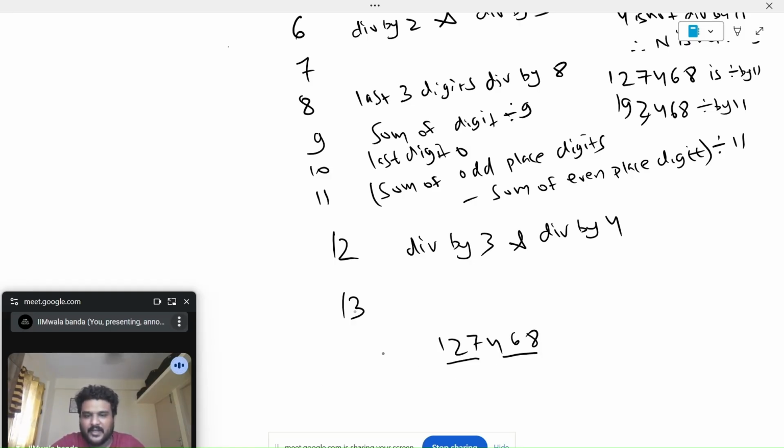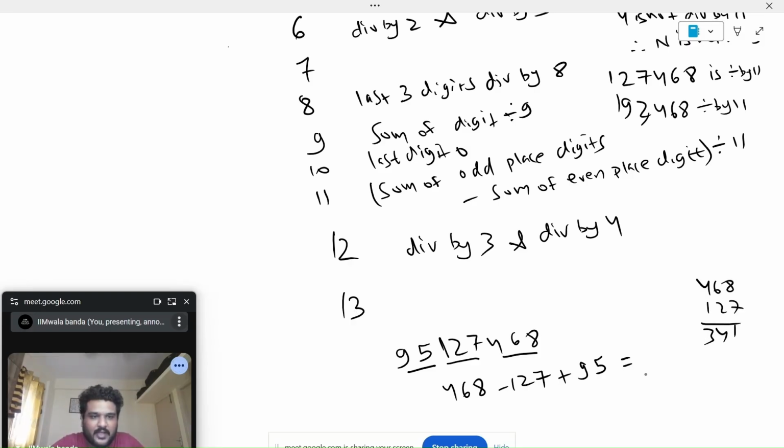And then let's take another, let's increase this number. So this is also another group. It doesn't have to be 3. I will just keep on making groups of 3. If there are 2 left at the end, then this will also become a group. And then you take these groups from right and alternately subtract and add. So 4, 6, 8 minus 1, 2, 7 plus 95. Now, if you calculate this, 468 minus 127, that means 341, plus 95. So that means 436, correct? Now 436, I have to check if it is divisible. I'm checking for, let's say, 13.